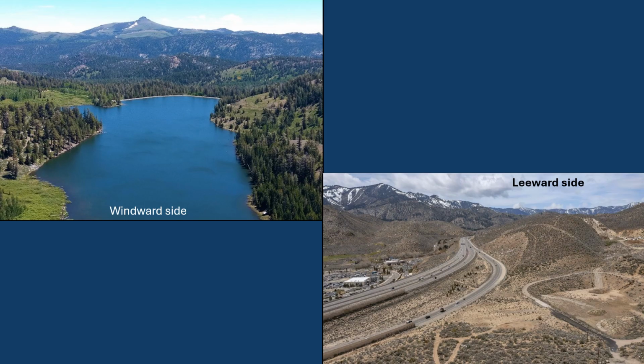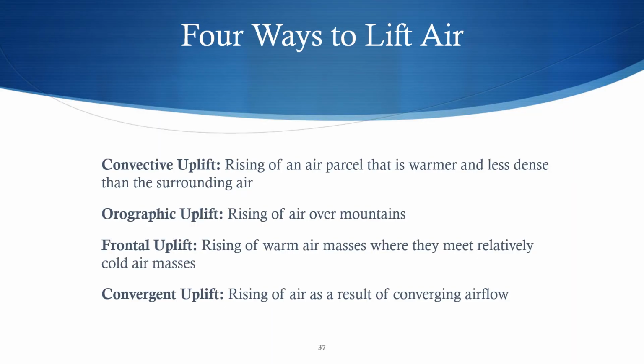There's not enough moisture coming in on that side of the mountain to support the growth of very many trees. So typically our vegetation is quite low. Mainly this is just covered with scrub and sagebrush. And that was the rain shadow effect in a nutshell. Next, we're going to look at 4 ways to lift air: convective uplift, orographic uplift, frontal uplift, and convergent uplift.